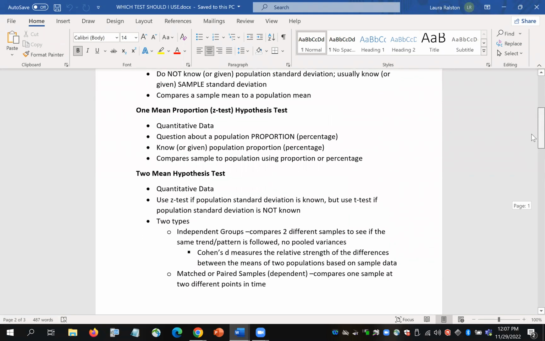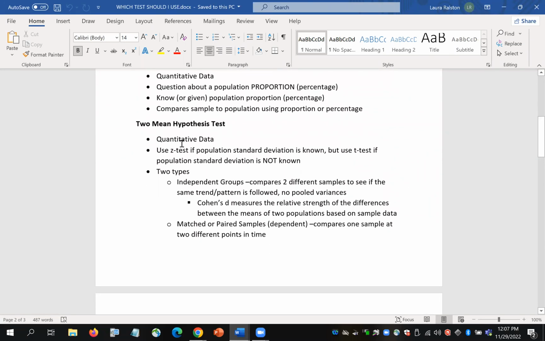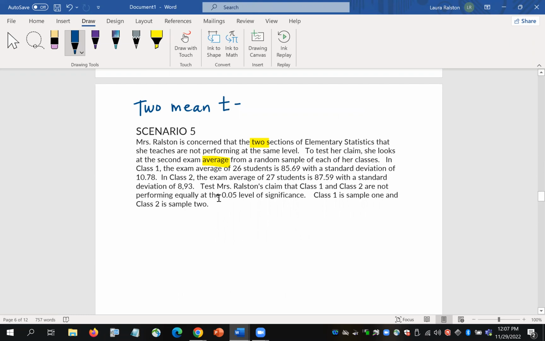And again, you can see that if we go back up here and look, two-mean hypothesis tests, you have numbers. We use a t-test if we don't know the population standard deviation, and we don't. Independent groups compares two different samples, and matched pairs compares one sample at two different points in time. We're comparing two totally different groups because we talk about group 1 and group 2, or class 1, class 2.